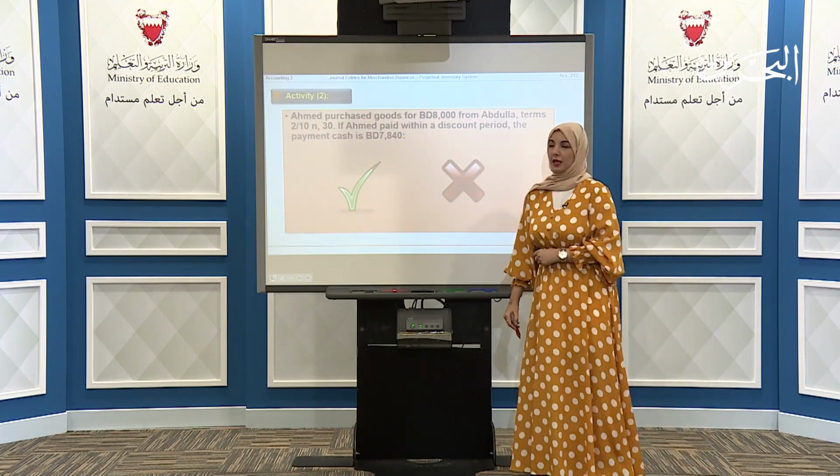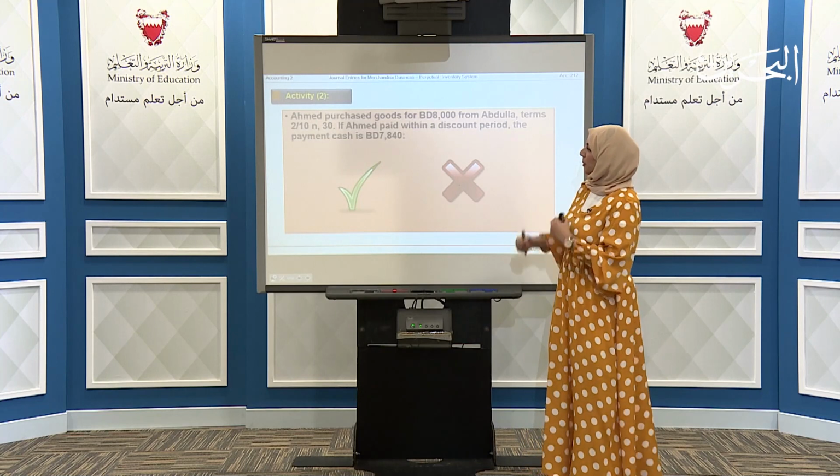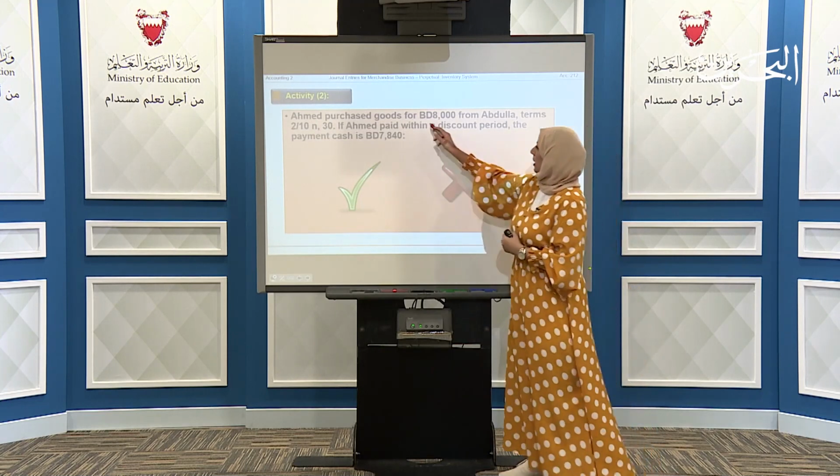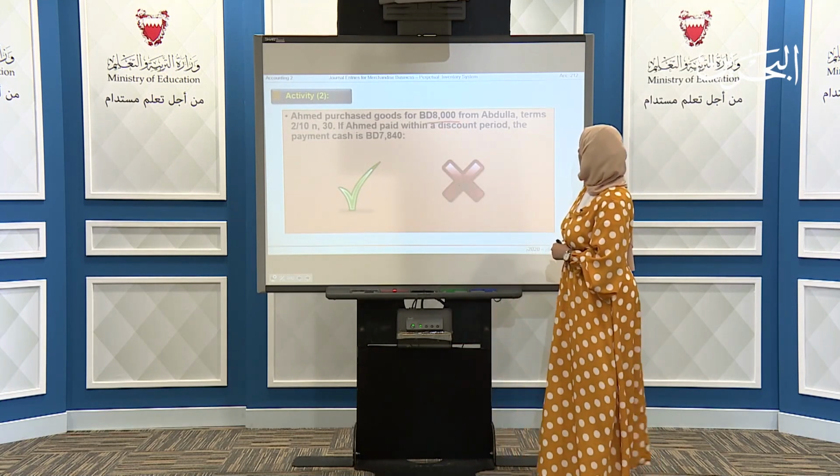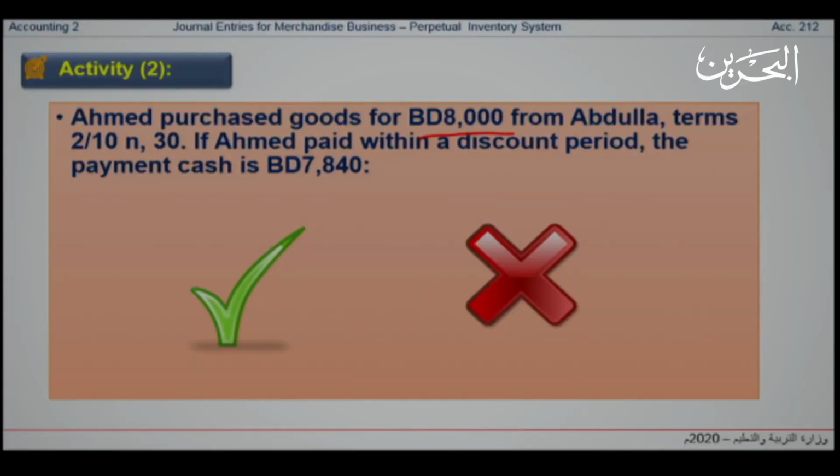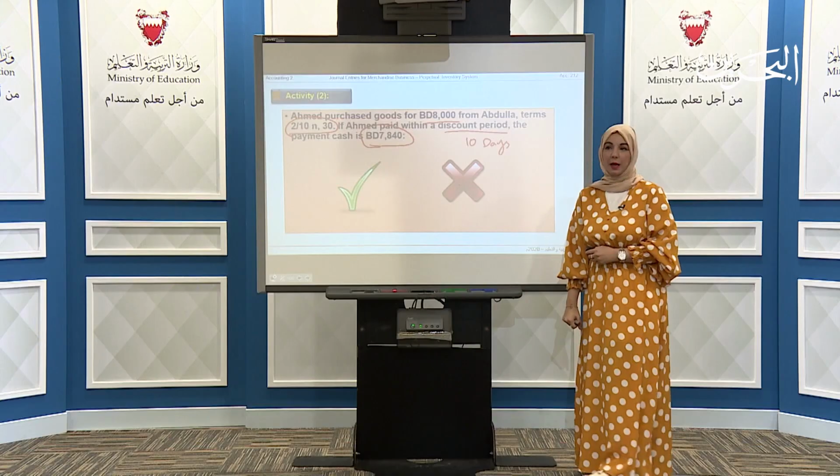Moving to the second activity. Ahmed purchased goods for 8,000 from Abdullah with this term. If Ahmed paid within the discount period, within 10 days, the cash payment will be 7,840. Is this amount right or wrong, my dear student? Think about it.